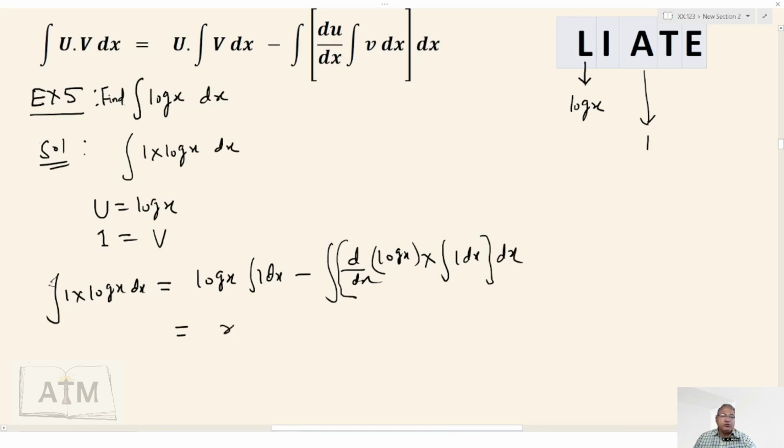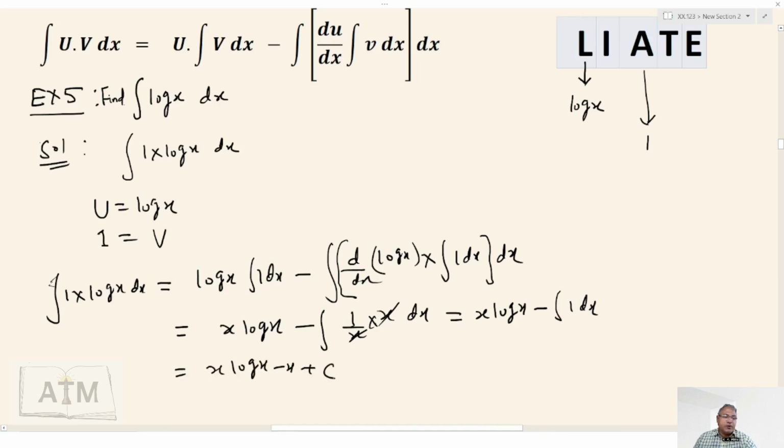That is equal to x log x, because integration of 1 is x, minus integration of derivative of log x, which is 1 upon x, times integration of 1, which is x, with respect to x. This and this get cancelled. This is equal to x log x minus integration of 1 dx, so that is equal to x log x minus x plus c. Therefore integration of log x with respect to x, taking x common, is x into log x minus 1 plus c. This is the solution of integration of log x.